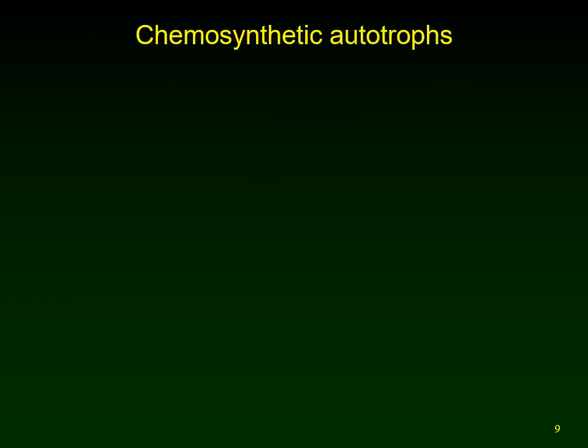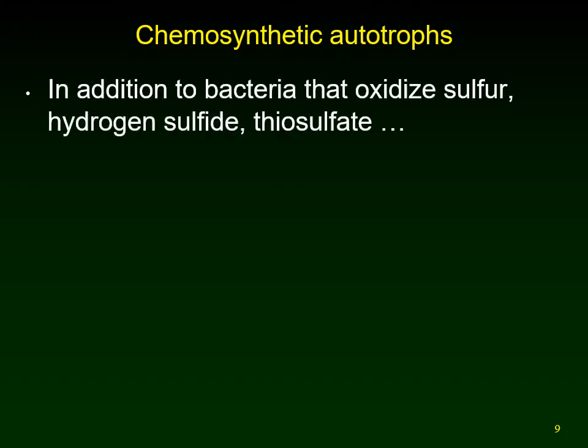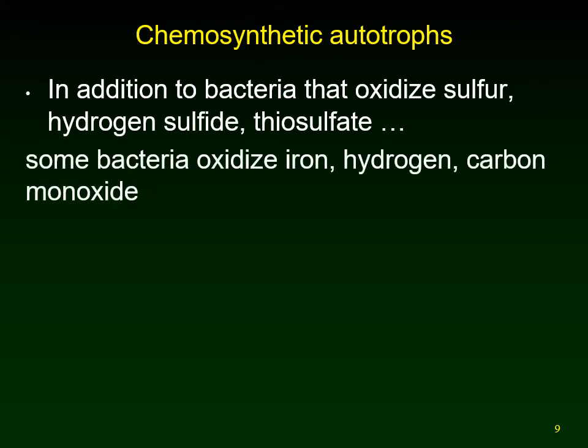So when we're talking about chemosynthetic autotrophs, we have been talking about these bacteria that are able to oxidize sulfur or hydrogen sulfide or thiosulfate in order to get their energy. There are other bacteria that are able to oxidize iron-based compounds, hydrogen-based compounds, carbon monoxide. So there's quite a variety of bacteria out there that are getting their energy from non-organic sources.